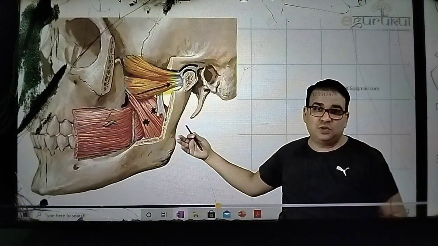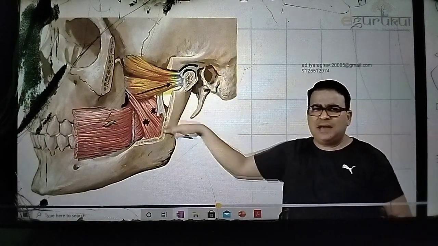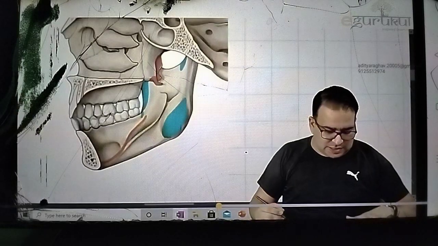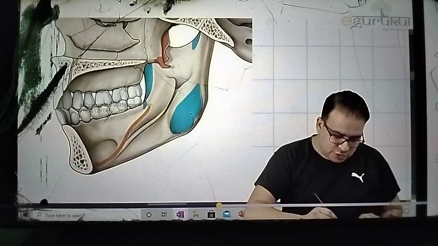On the medial surface, especially to the angle of mandible. Not to the entire ramus, mainly to the angle of mandible, which you can again appreciate by looking at this picture. Look at this, that is the insertion of medial pterygoid muscle.